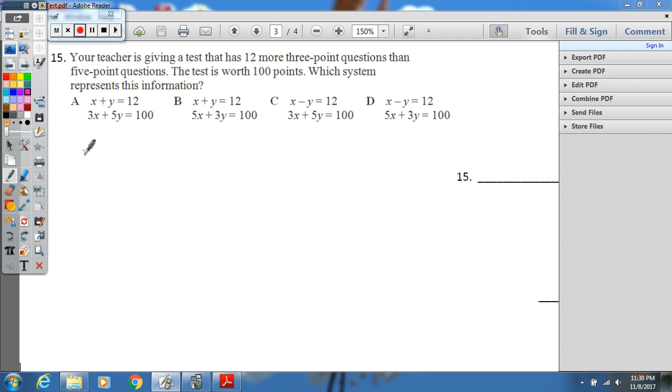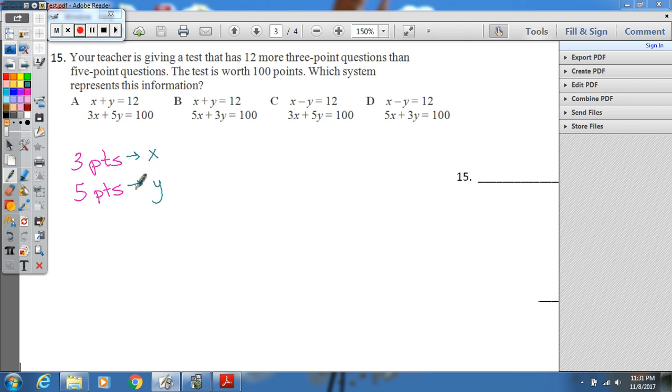It says your teacher's giving a test that has 12 more 3-point questions than 5-point questions. So guys, on this test, I've got ones that are worth 3 points and ones that are worth 5 points. Now, before I go any farther, I want to go ahead and put some variables on these. I'm going to say my 3 points are my X and my 5 points are my Y. Okay?